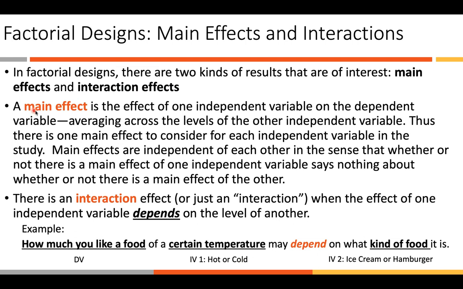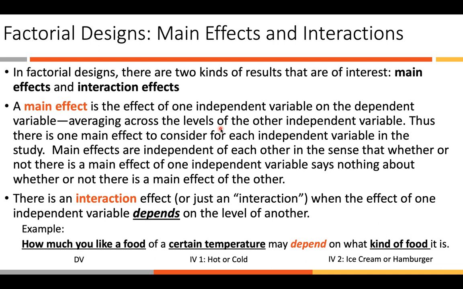So let's just go with our wordy textbook definition of each of these effects. A main effect is the effect of one independent variable on the dependent variable while averaging across the levels of the other independent variable. Basically, when we say average across the other independent variable, what we're saying is ignoring the other independent variable. So if our two variables are temperature and kind of food, we could look at the main effect of temperature, meaning all the hot foods versus all the cold foods, and we're going to ignore the type of food for this effect.